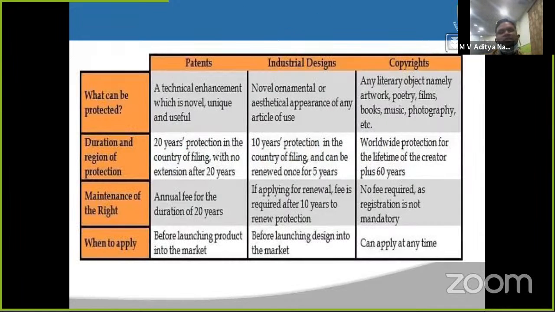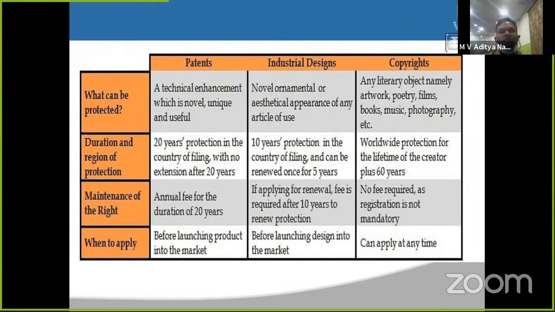So let us try to distinguish one-on-one between the different types of IP. Chiefly, from the startup perspective, as far as engineering is concerned, apart from trademark and trade secret, you'll predominantly take care of patents, industrial designs, and copyrights. Patents protect the technical enhancement which is novel, unique, and useful. Industrial design protects the aesthetic appearance of an article of use. And copyright protects the expression.